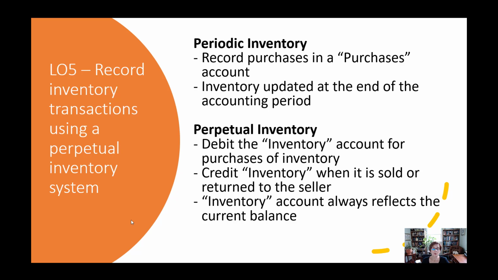So in perpetual inventory, you record all of your purchases and sales in and out of inventory. You debit your inventory account every time you buy inventory, and you credit inventory every time you sell inventory or you return some. All right? So as a result, the inventory account in perpetual inventory always reflects the most current balance of inventory. Remember, in periodic inventory, what's showing up in your inventory account is your beginning balance until you fix it at the end of the year or the end of the period, and perpetual inventory always shows an updated inventory amount.